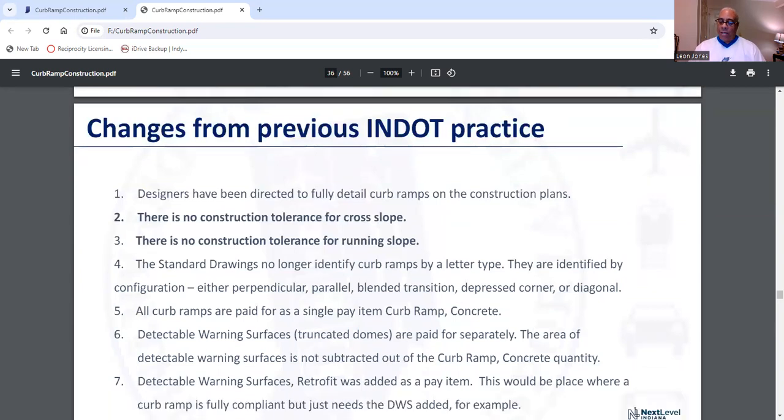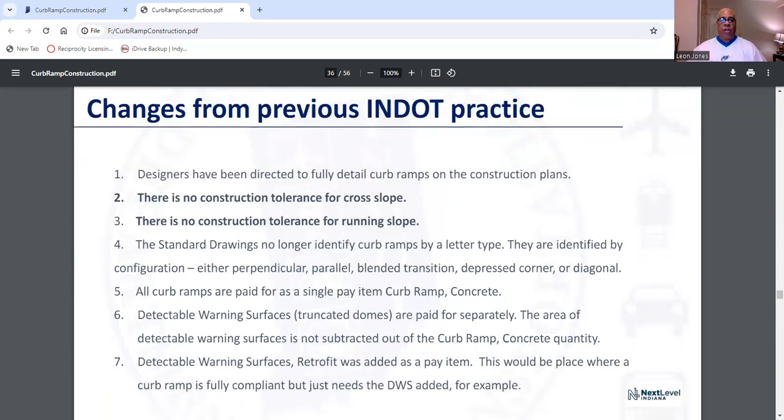Changes from previous NDOT practice. Now, designers have been directed to fully detail curb ramps on construction plans. So there is no construction tolerance for cross slope. There is no construction tolerance for running slope. So the standard drawings no longer indicate curb ramps by a letter type. They are identified by configuration. Either they're perpendicular, parallel, blended transition, depressed corner, or diagonal.